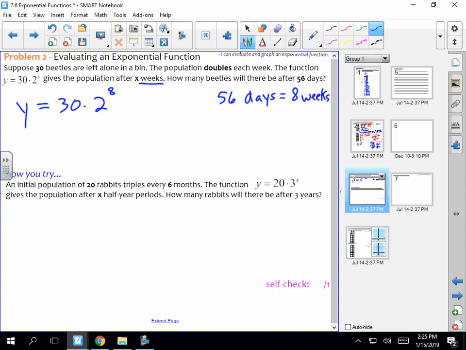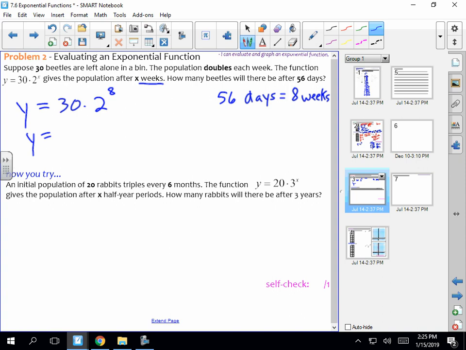And so we would do 30 times 2 to the 8th. You want to do the 2 to the 8th first, if you're going to do it separately, because the rules of arithmetic, your order of operations, if you will, says exponents first. PEMDAS says exponents first, then do the multiplication. If you do 30 times 2 first, you're going to get 60 to the 8th, which is a completely different value than what you're getting.